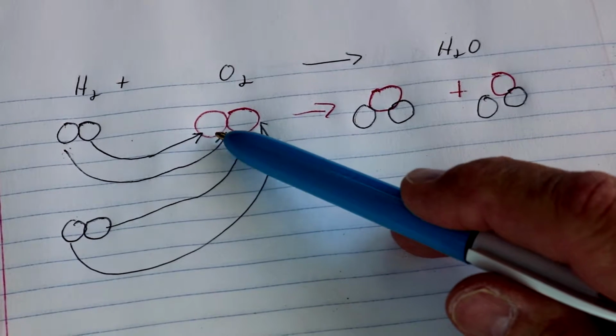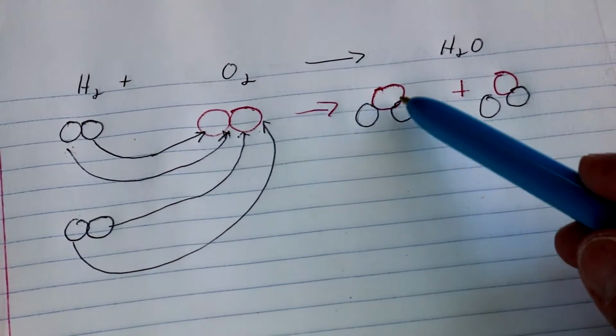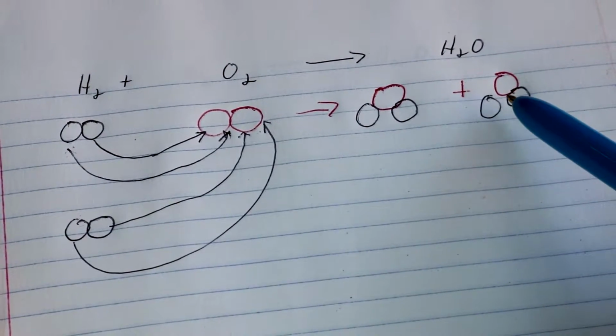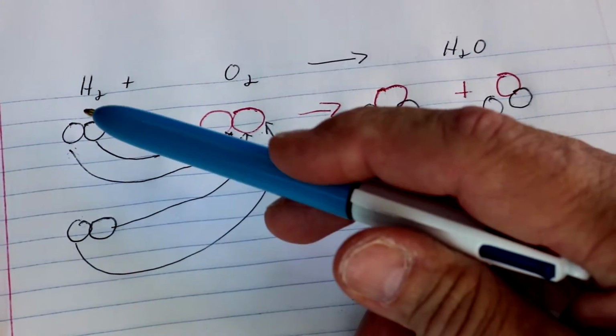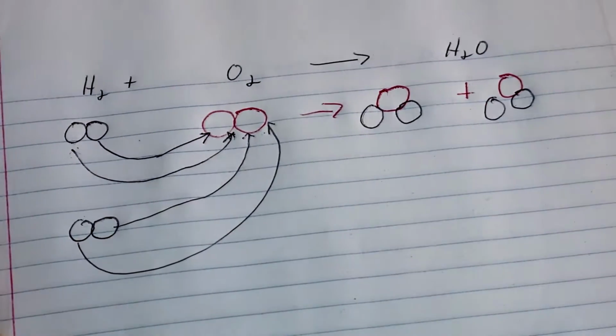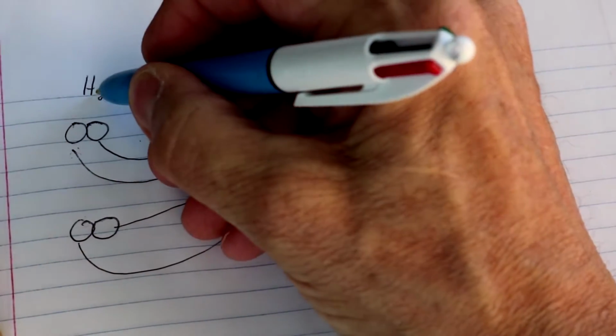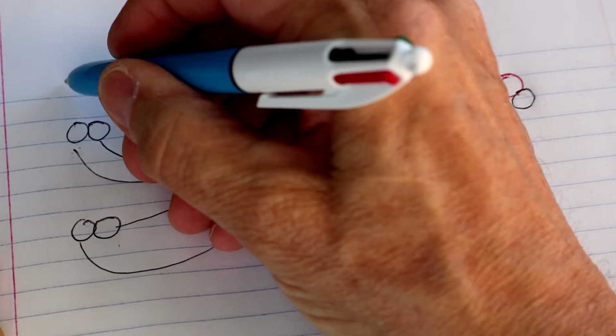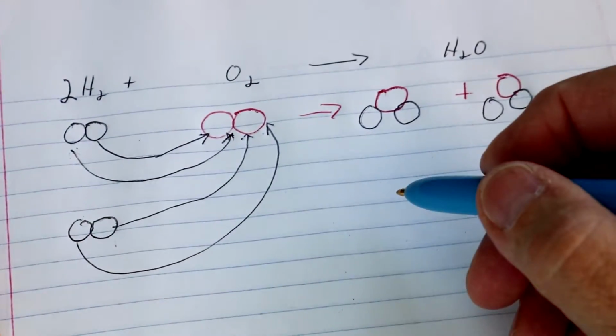And let's count the oxygens. You have one oxygen, two oxygen, one oxygen, two oxygens. Now the way to represent this in the balanced equation is to use numbers called coefficients. So I'm going to put a coefficient here in front of this hydrogen. Since there are two hydrogen molecules, we're going to put a 2 there.